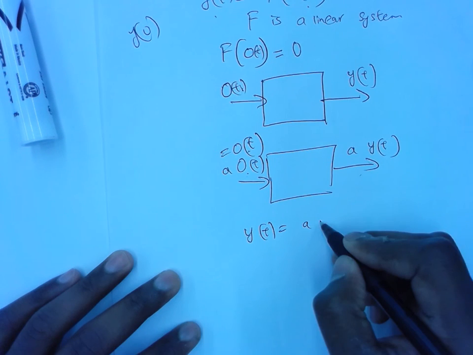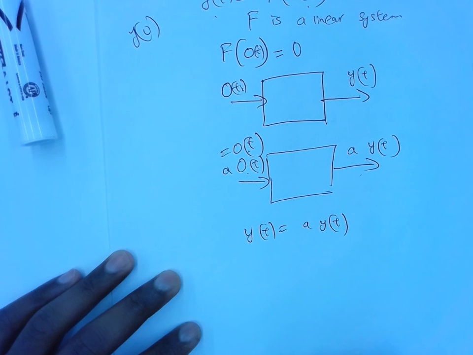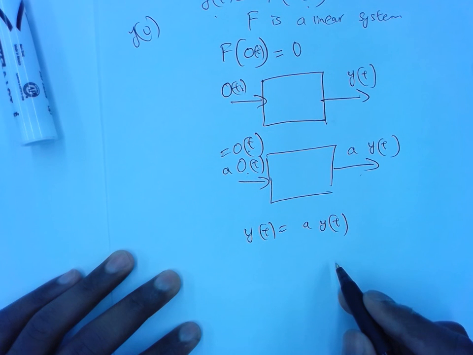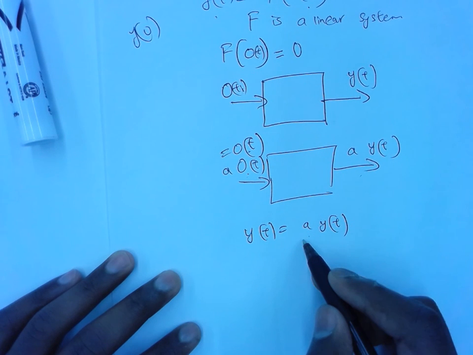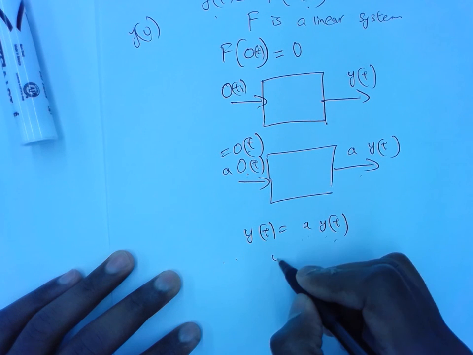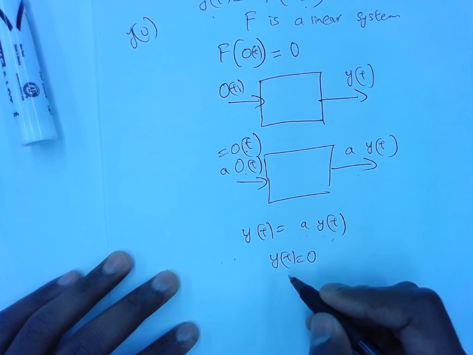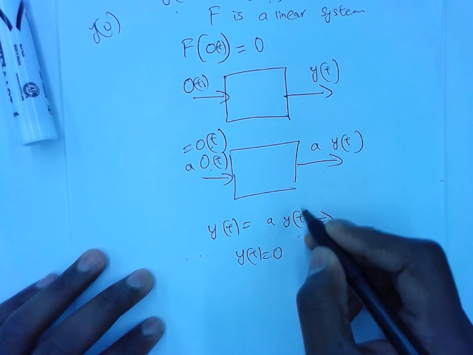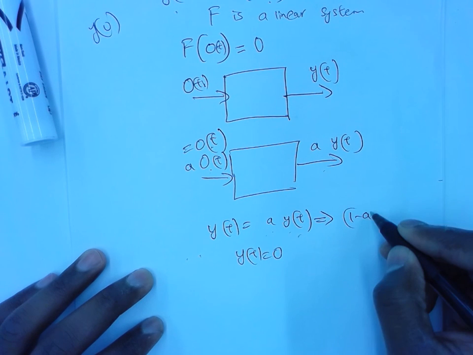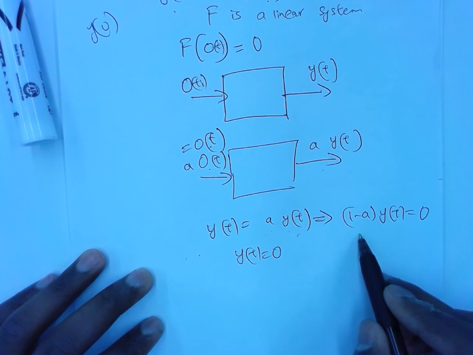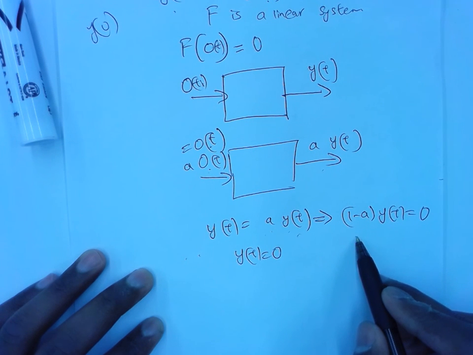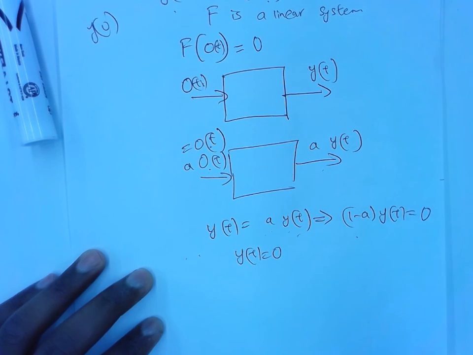What does that say about y of t? When is this possible? When y of t is 0. Because I'm saying a can be anything. If a can be anything, the only way this is possible is if y of t is 0. So it's simple then. You take this to the left hand side, and you get 1 minus a times y of t is 0. And a can be anything, so I can make a not equal to 1. In that case, y of t has to be 0. That's how you prove that.